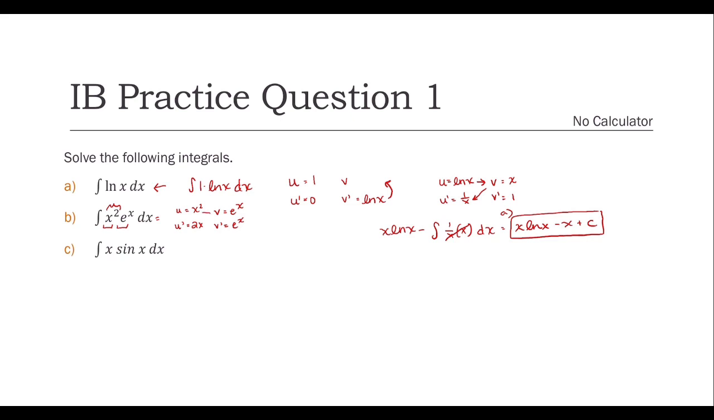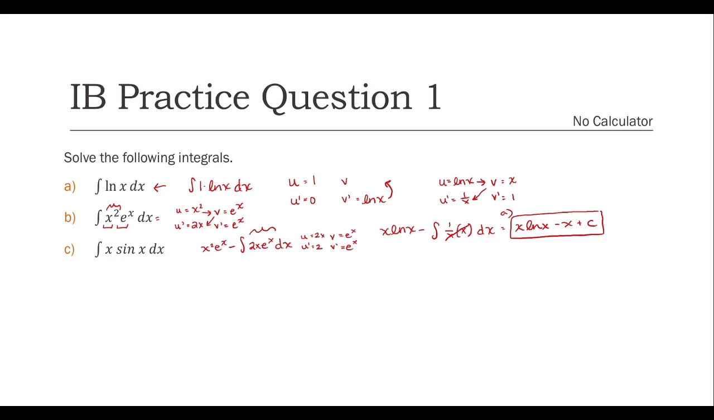So this will equal x squared times e to the x minus the integral of 2x e to the x dx. So we still can't take this integral, so we'll have to do integration by parts again. So we'll have u prime, v prime, and v. We'll use 2x for u and e to the x for v prime again. The derivative of 2x is 2, and the integral of e to the x is e to the x.